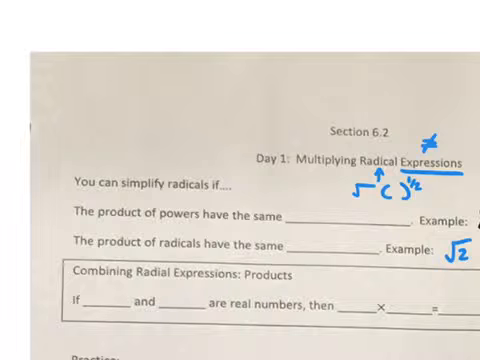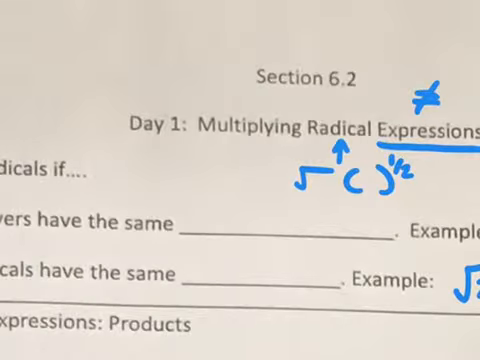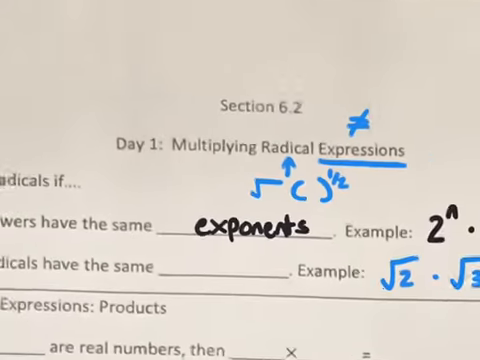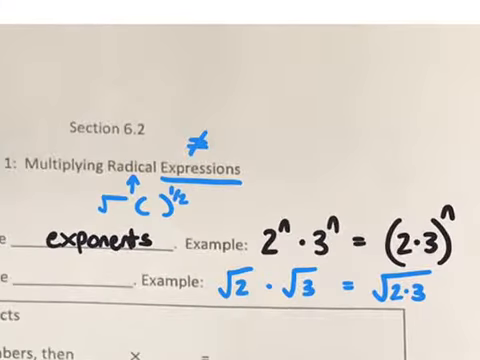Alright, so we can simplify radicals if the product of the powers have the same exponents. An example of that would be this. If I have 2 to some exponent and 3 to some exponent, notice that it's the n for both, so it's the same exponent for both of those. I can multiply the 2 times the 3 and then raise it up to the exponent.